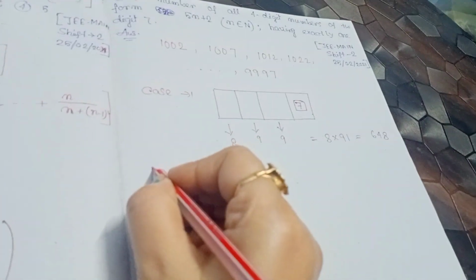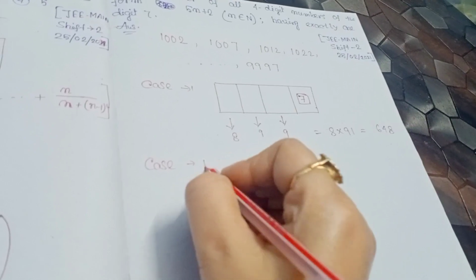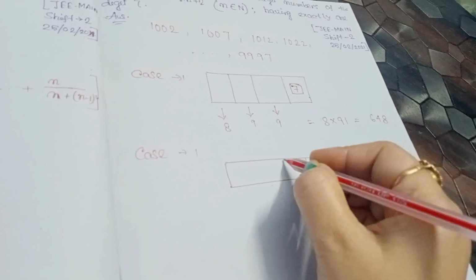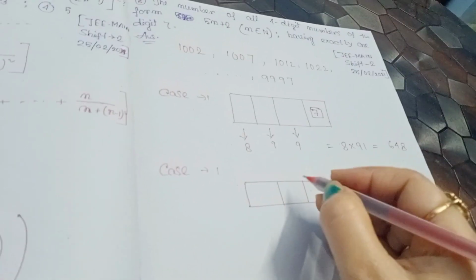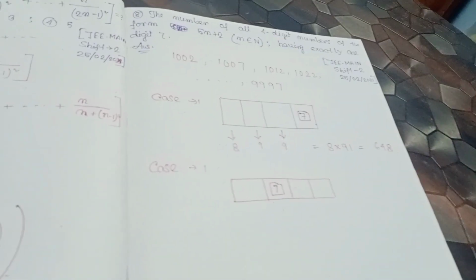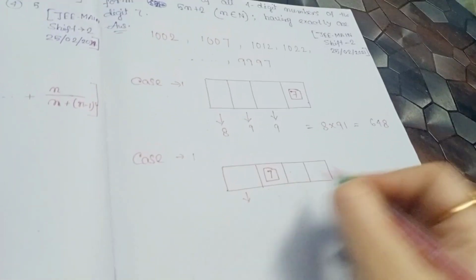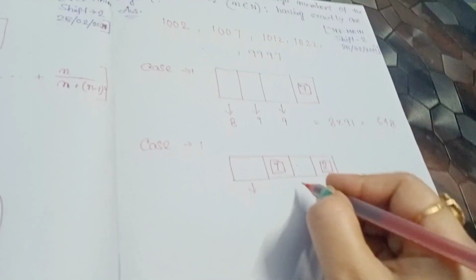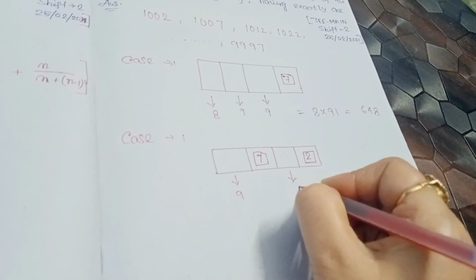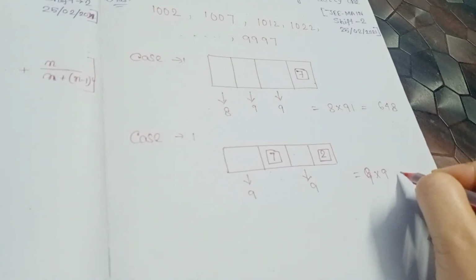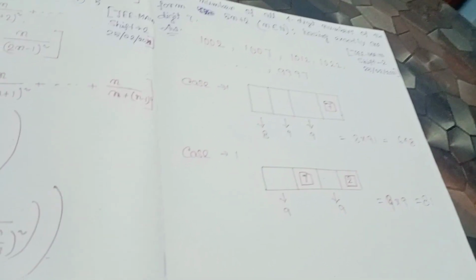Now case 2 arises. How many numbers? The 4-digit number must have exactly one digit 7. So this is the second position where 7 is fixed, and it is of the form 5n plus 2. Here the position is 2, and here 9 and 9. Now the numbers are 9 into 9, so that is equal to 81.